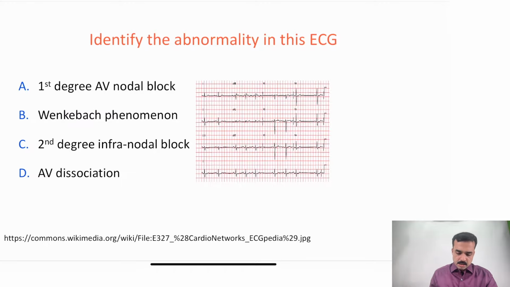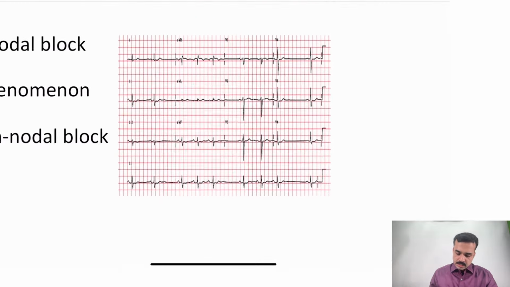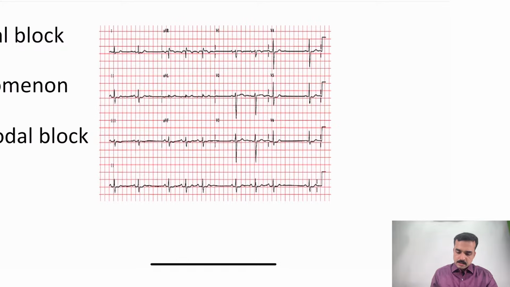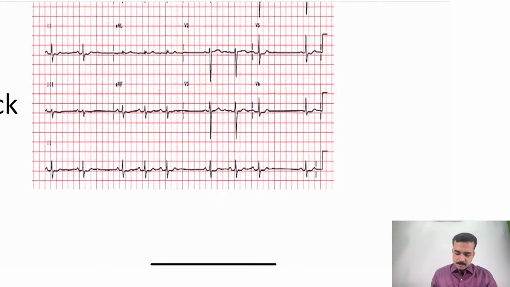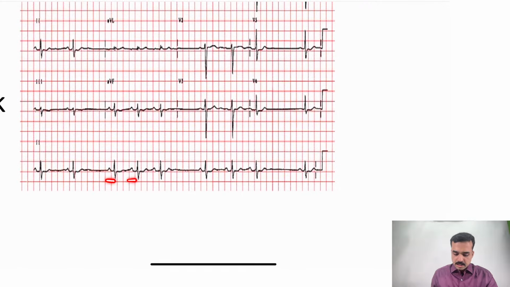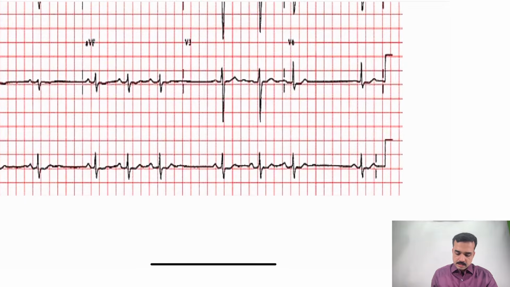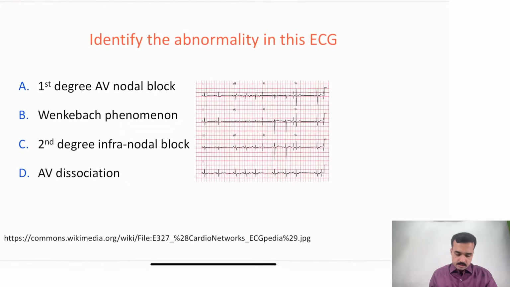Okay, so identify the abnormality. This was the ECG that was asked in the November INI, and it was a second degree AV block, Mobitz type 2. If you notice, PR interval is not changing, and the P wave, which is hidden here, doesn't get conducted. That is without the PR interval changing, and that is Mobitz type 2. Okay, second degree infranodal block.